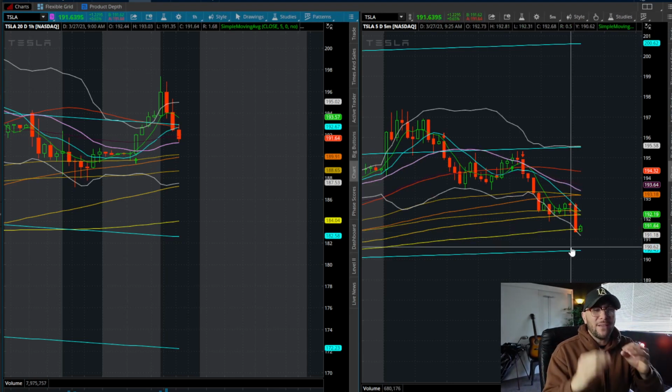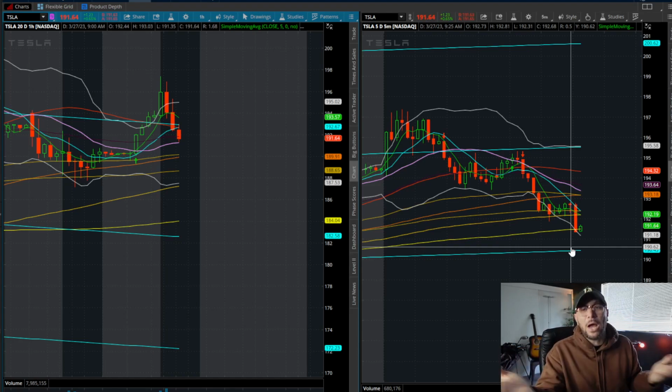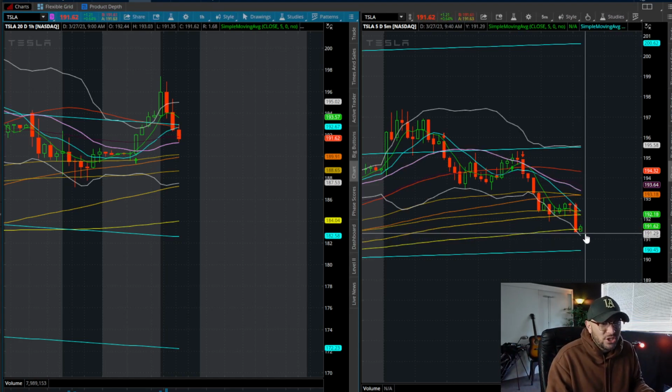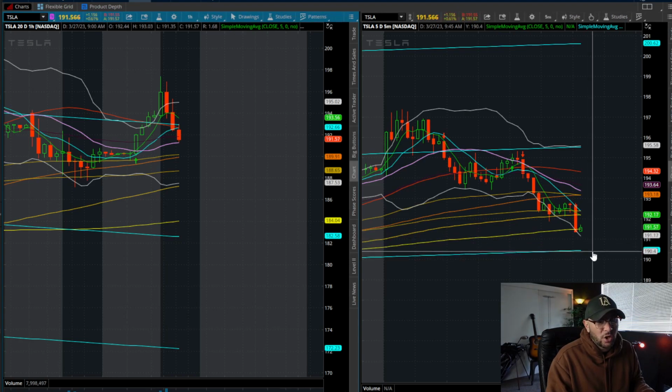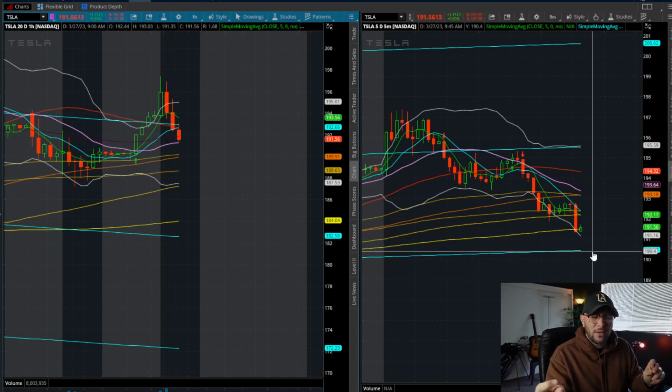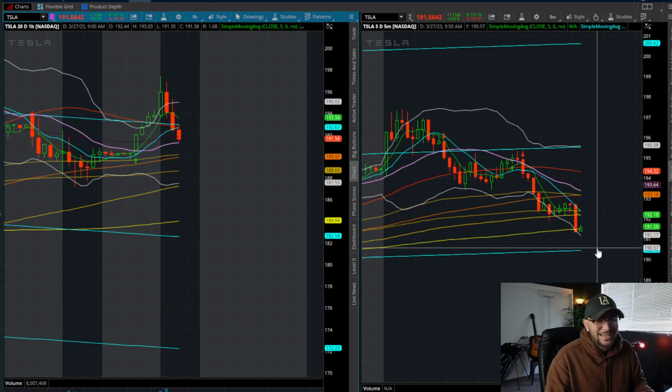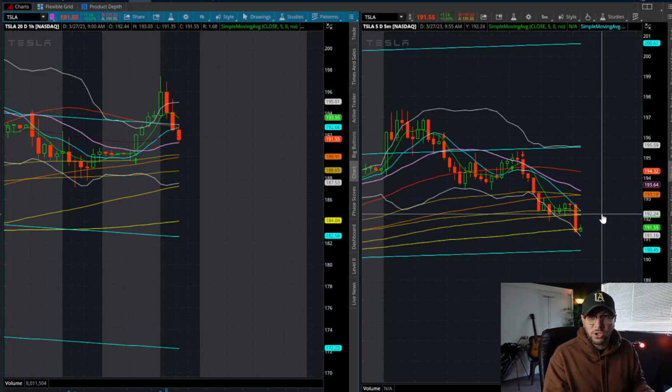of shorting when we have such tight ranges is how you get stopped out, right? So yes, you can be risky. Take it through 191.30, look to target 190.50, take your profits. However, if this doesn't get down to 190.30 and we close over 192.22, 192.25, that has to be your stop.